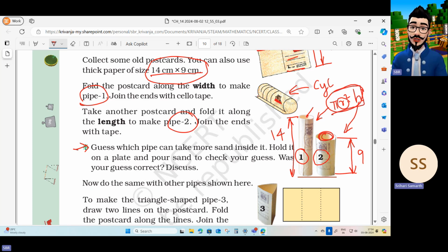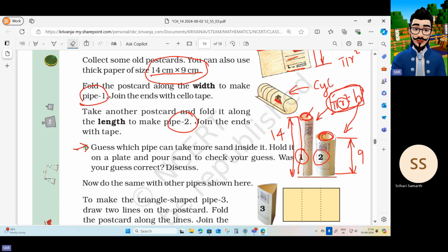Okay, pi r squared h is the volume of the cylinder. You know why? Pi r squared is the area of the circle, this top circle or bottom circle. If you multiply it with the height, you will get the total volume of the cylinder. You remember that.